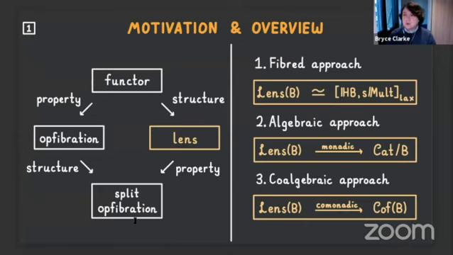Secondly, we can also see split op fibrations as algebras for some monad on functors on this slice category of Cat. And so also for lenses, we'll see that lenses are algebras for some monad on this slice of Cat. And then thirdly, we'll see that unlike split op fibrations, there's also some kind of co-algebraic approach to lenses where they're co-monadic over some category of co-functors.